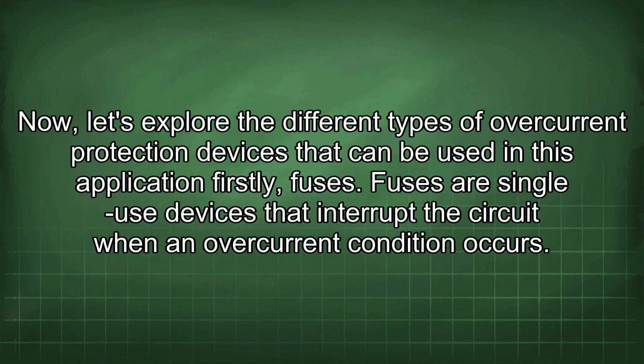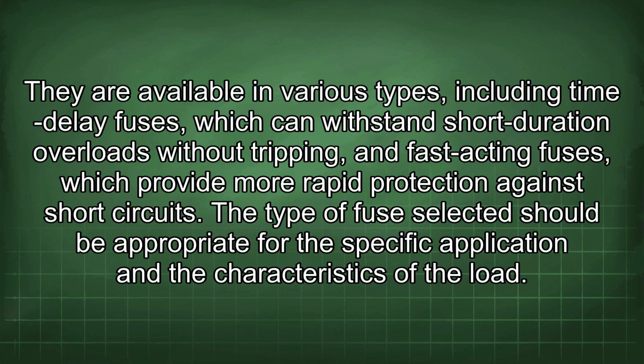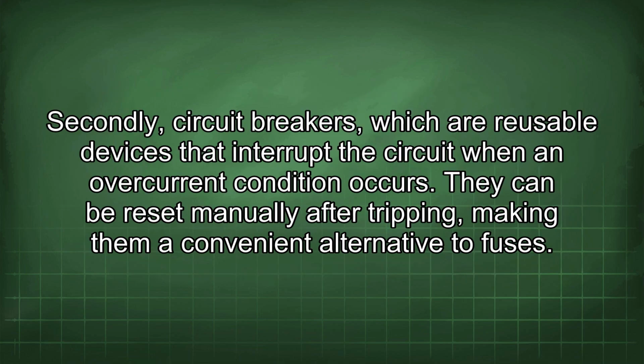Now let's explore the different types of overcurrent protection devices that can be used in this application. Firstly, fuses. Fuses are single-use devices that interrupt the circuit when an overcurrent condition occurs. They are available in various types, including time delay fuses, which can withstand short-duration overloads without tripping, and fast-acting fuses, which provide more rapid protection against short circuits. The type of fuse selected should be appropriate for the specific application and the characteristics of the load. Secondly, circuit breakers, which are reusable devices that interrupt the circuit when an overcurrent condition occurs.